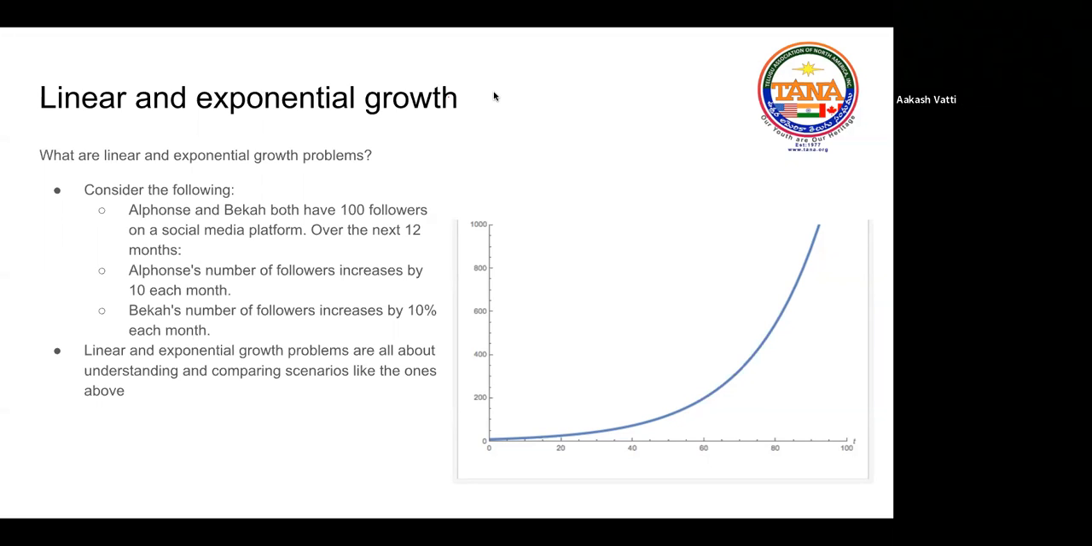Alphonse's is a linear increase because it's increasing by the same amount every month for 12 months, while Becca's is an exponential increase because the number of social media followers that she has increases by a greater amount every single month. So there's not a constant amount that it increases by, while Alphonse's increases by a constant amount every month.